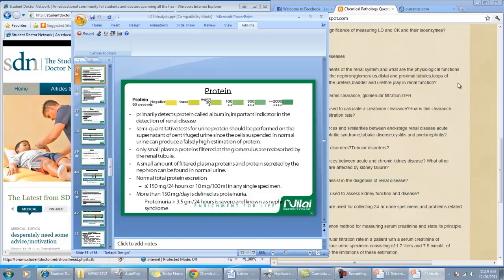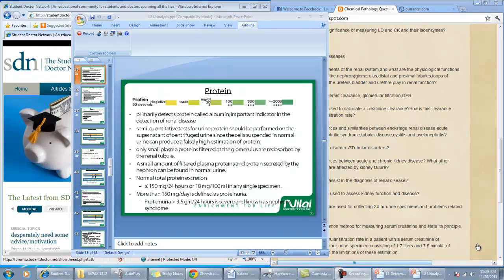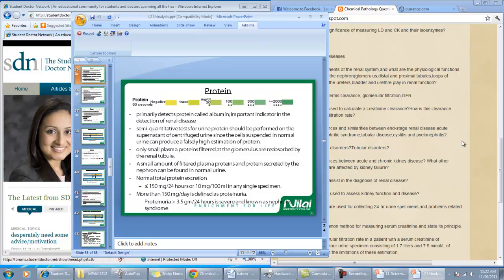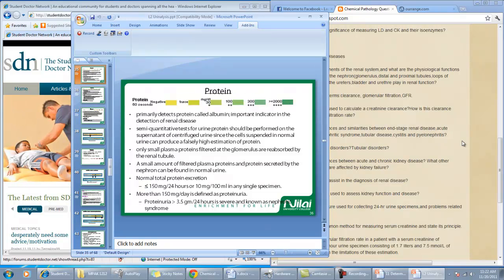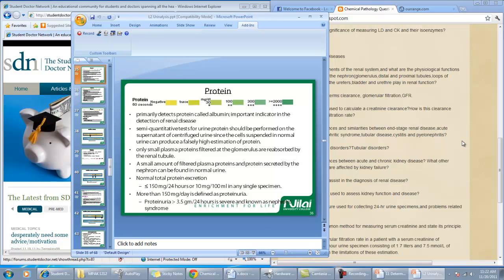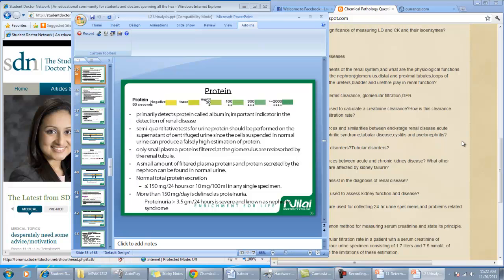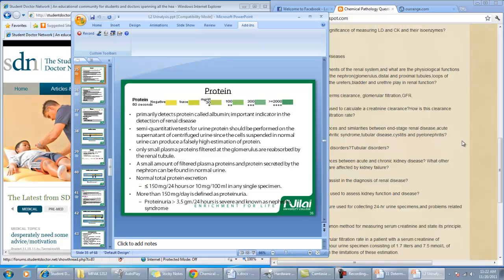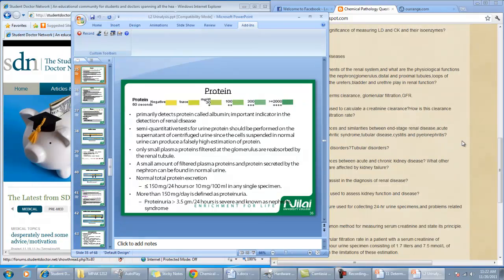For the protein, the strip primarily detects a protein called albumin, an important indicator in renal disease. A semi-quantitative test for urine protein should be performed on the supernatant of centrifuged urine, since the cells suspended in normal urine can produce a falsely high estimation of protein. The small plasma proteins filtered at the glomerulus are reabsorbed by the renal tubule. A small amount of filtered plasma protein and protein excreted by the nephron can be found in normal urine.